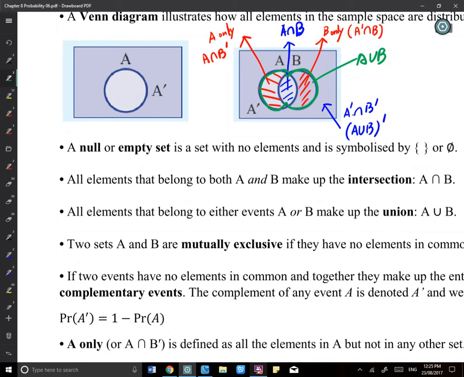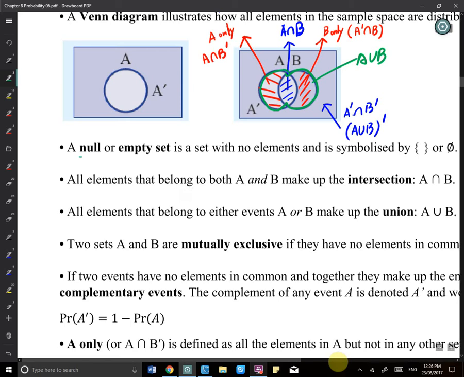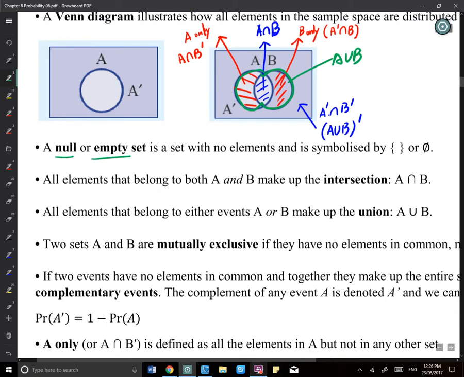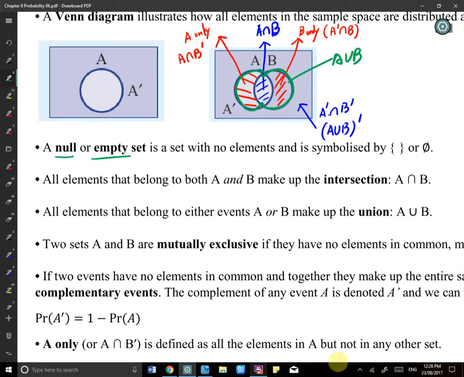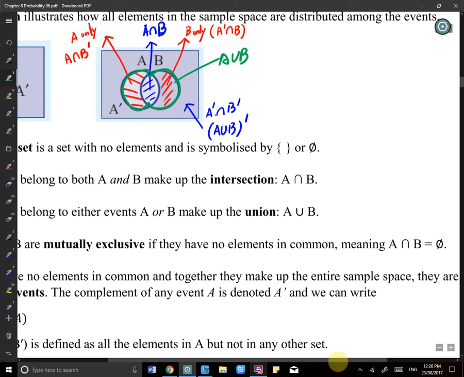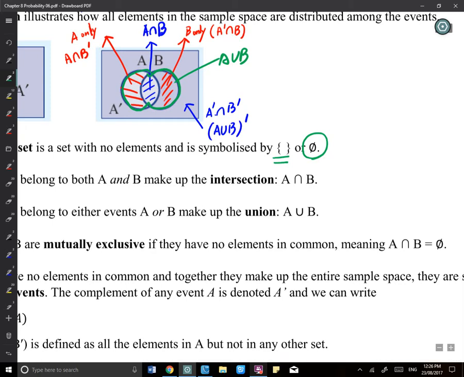All right, and we have a null or empty set. What is a null set, or empty set? It's a set with no elements. We can use two symbols. This is one symbol, and this is one symbol. We normally use the back one, that is really visual.